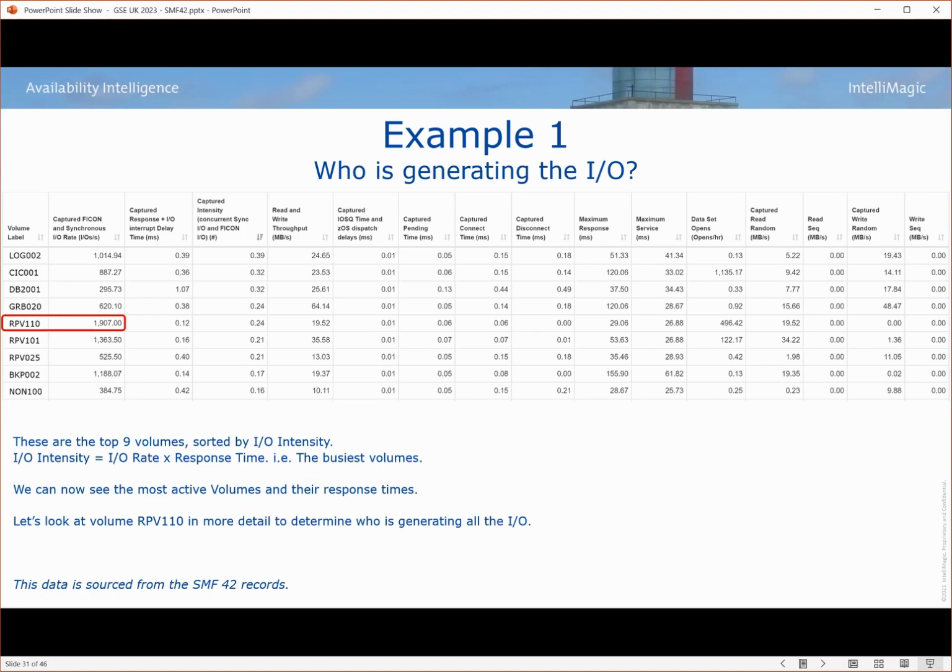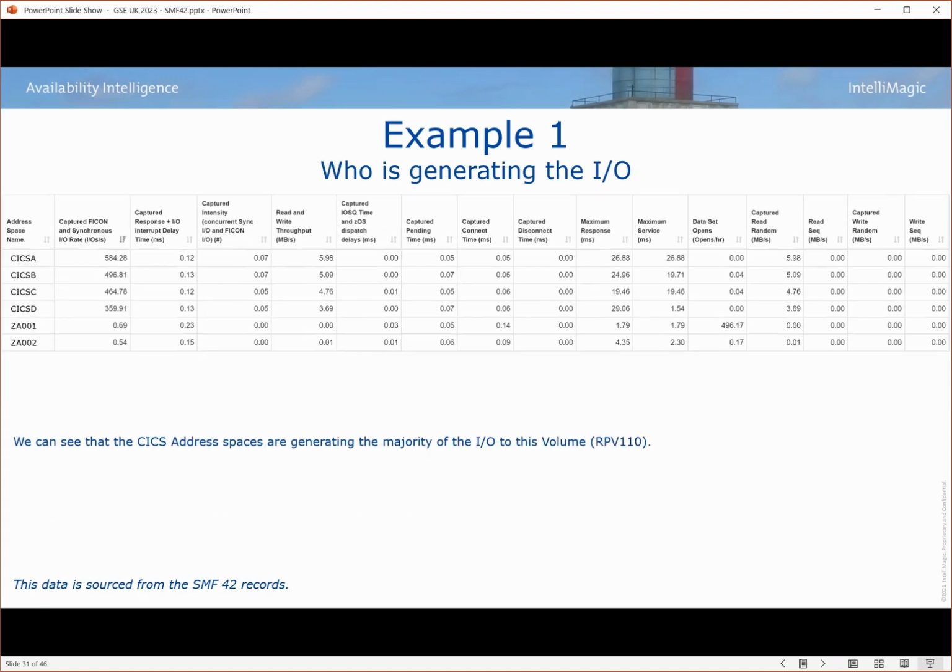So we can see the most active volumes and their response times. We can look at a specific volume, and this is all based on the SMF42 data, and look at more details about that specific volume. In the 42 data, we can look at which address spaces are generating the IOs and their respective response times as well. So to get a feeling for who is creating IO, this is a nice way of doing it at the address space level. In this case, CICS is generating the majority of the IO.